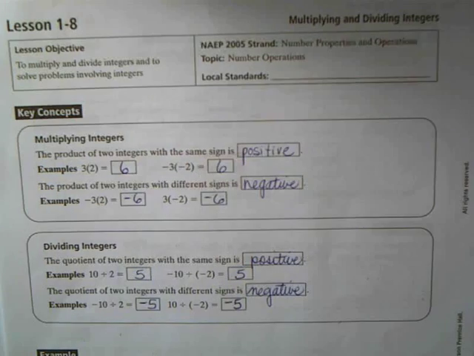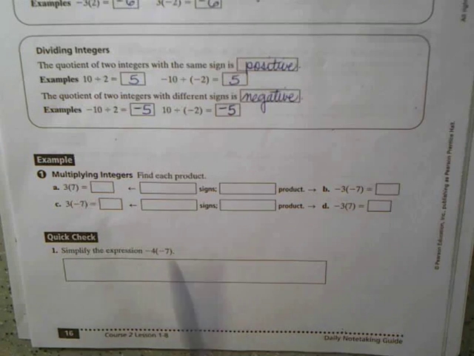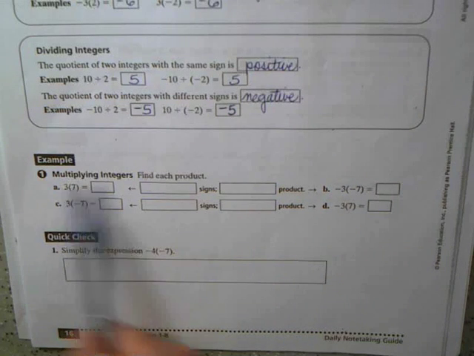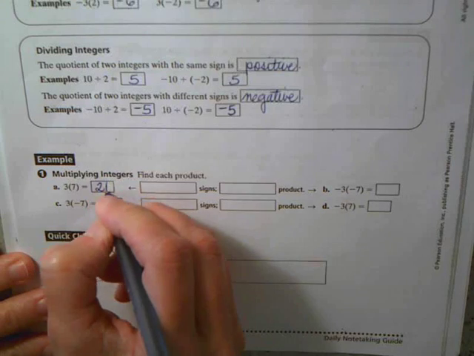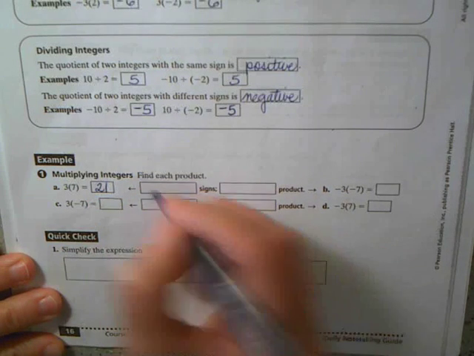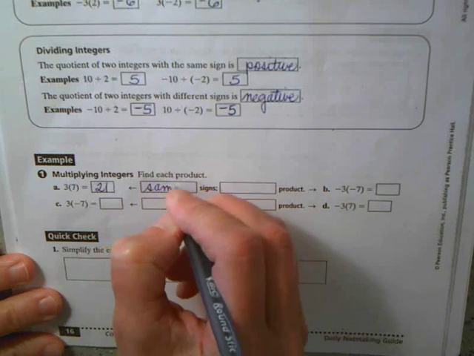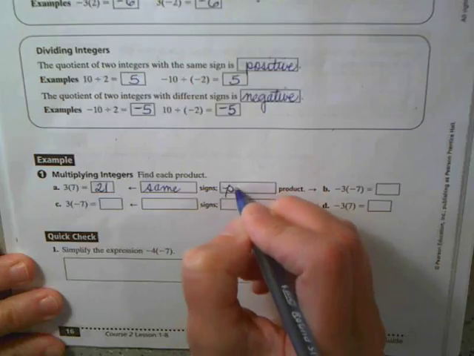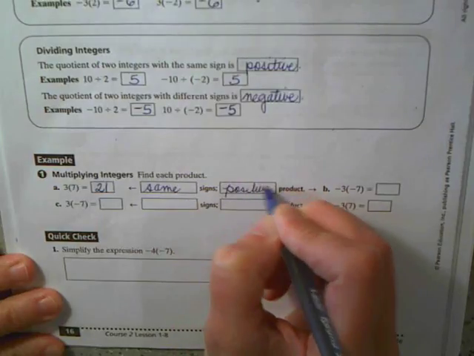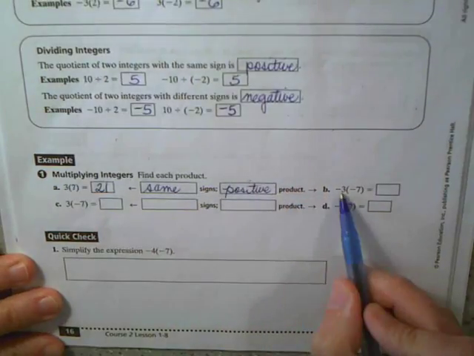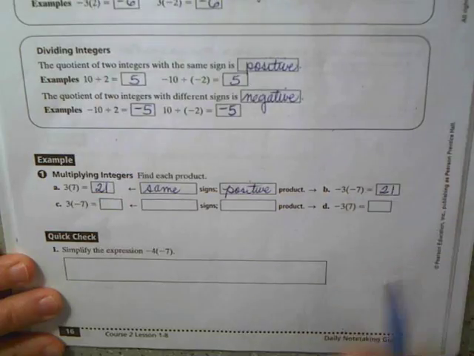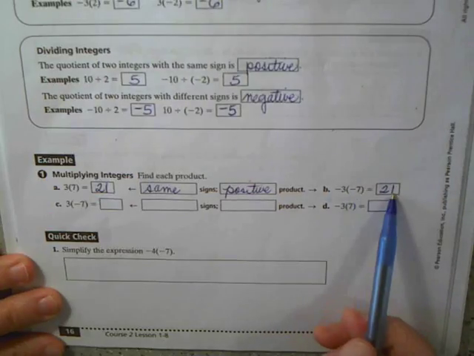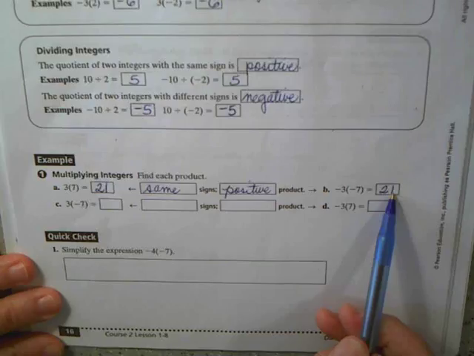Okay, let's look at an example. Here are a couple of examples. Find each product. So we're going to be multiplying here. 3 times 7 is 21. Same signs, positive product. Same rule applies here when you do negative 3 times negative 7. That's also positive 21. Same signs, positive product.